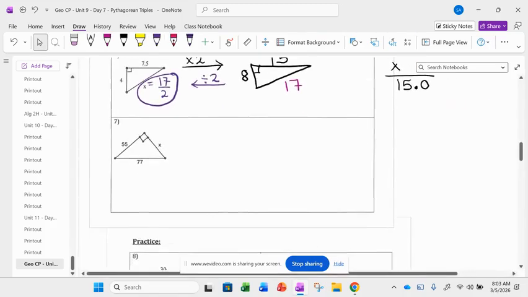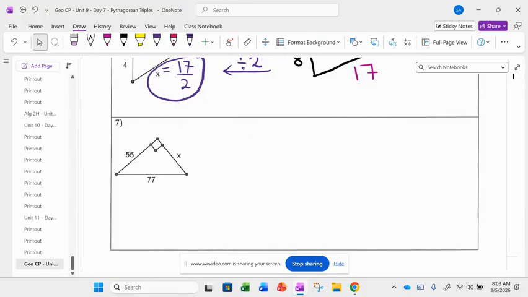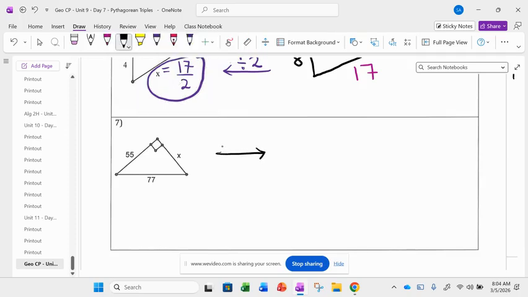Okay, so number 7. I would hate to do the Pythagorean theorem on 55 and 77. Can you imagine squaring those and then having to take a square root? It'd be miserable. But in order to create a similar triangle, I can only multiply or divide. Do you think we're going to multiply here? No, that's going to make numbers even bigger. What can I divide by? What number divides evenly into 55 and 77? 11. So we're going to take this whole triangle and divide it by 11.